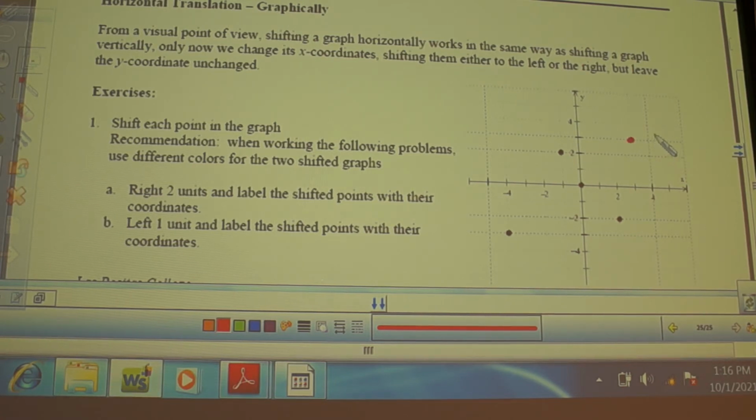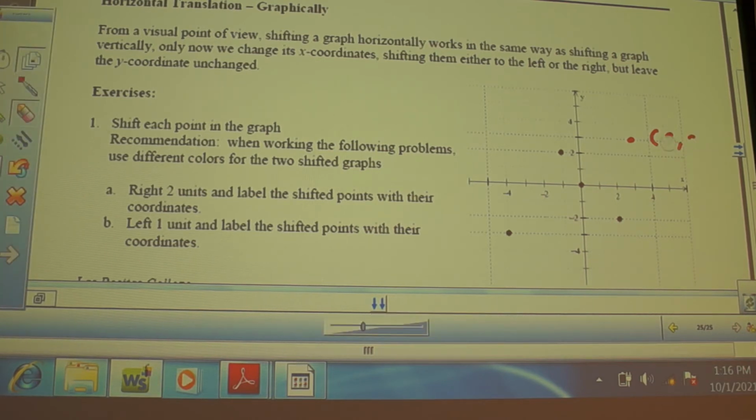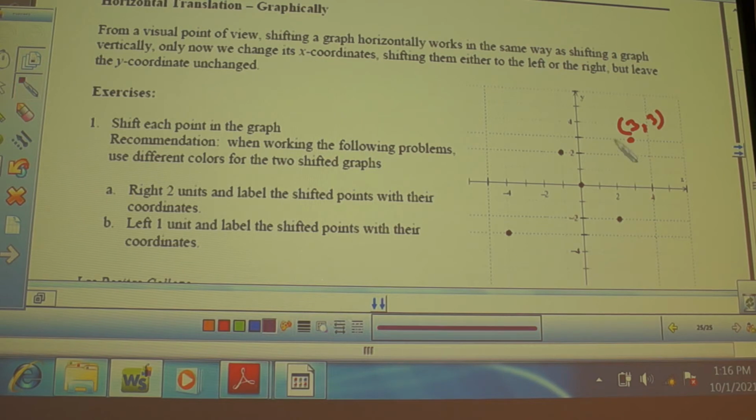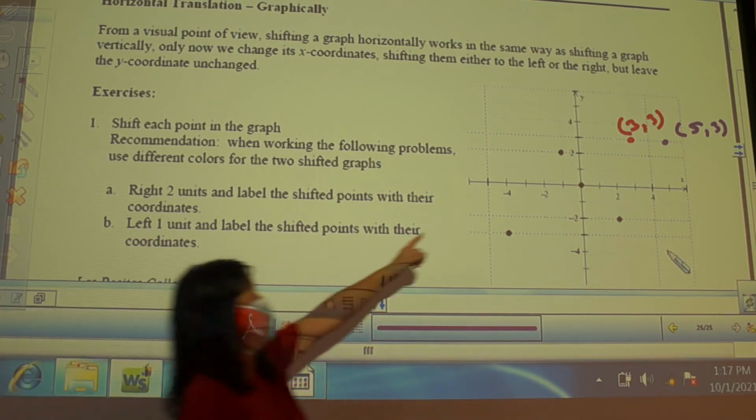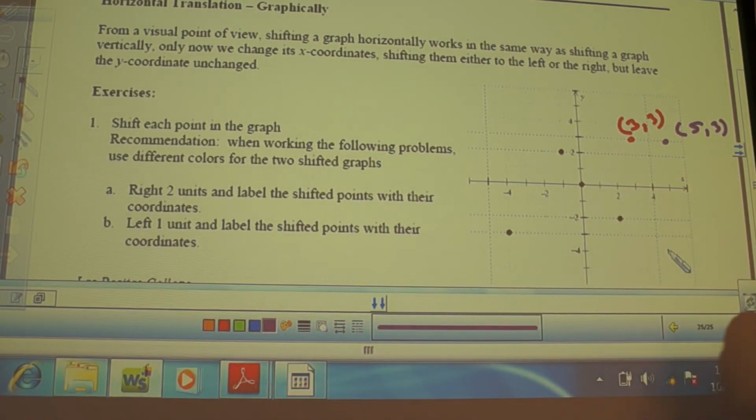So here, again, this is 3, 3. Oh, I should write it in a different spot. Write it above, because then you'll have more room. 3, 3. If I shift it right 2 units, right 2, it goes here. Now it's 5, 3. You'll notice what happens. The x becomes 2 bigger, right? It went from 3 to 5.